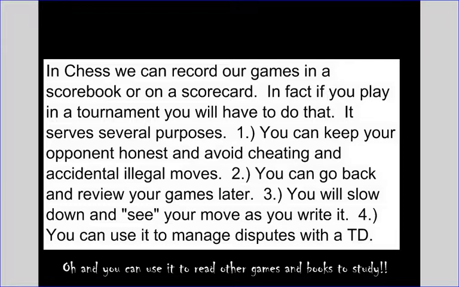It serves several purposes. One, you can keep your opponent honest and avoid cheating and accidental illegal moves. If someone makes an illegal knight move, for example, you can say, no, your knight was on this square. It came from this square. So it went from here to here to here.